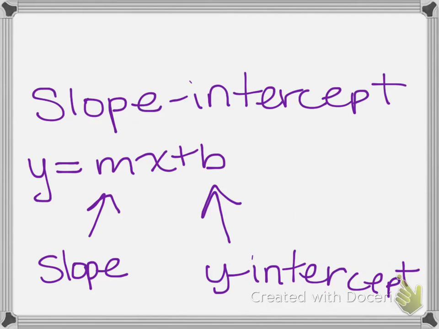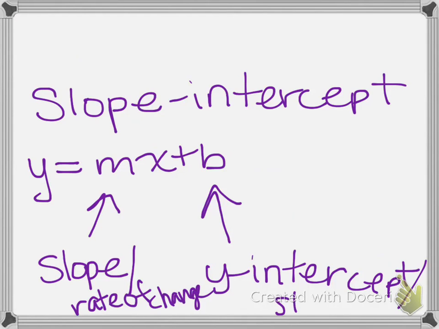Now so far in Unit 4 we've looked at slope-intercept, which is y equals mx plus b, where m is the slope, or we also call it the rate of change. And then b is the y-intercept, and in application problems we call it also the starting point.